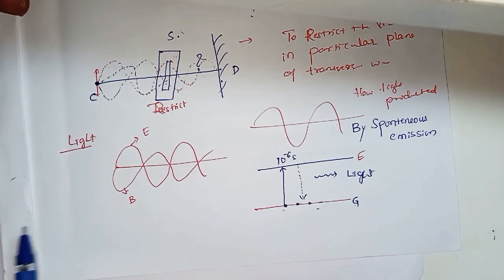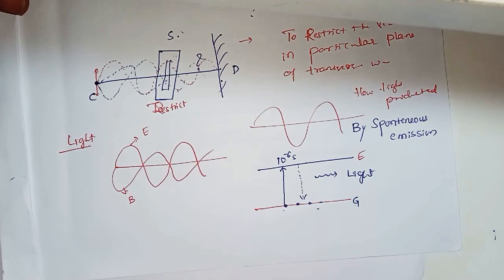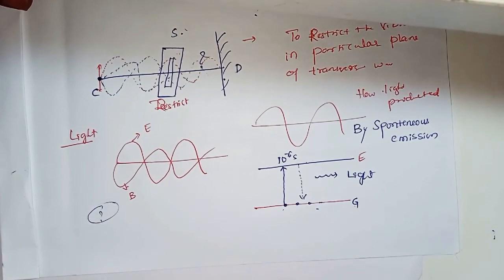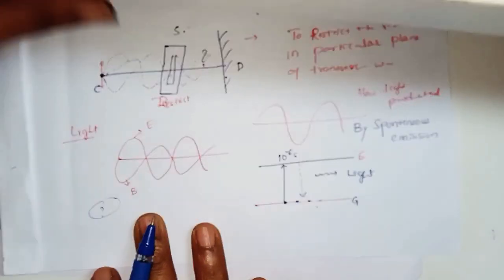Even in nature, a continuous number of atoms go to the higher energy state, and while coming from the higher energy state to the ground state, they emit light. Okay, now we know why iron is red.